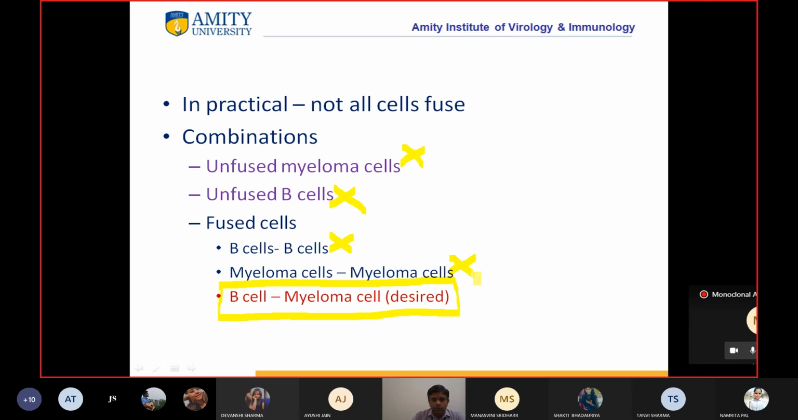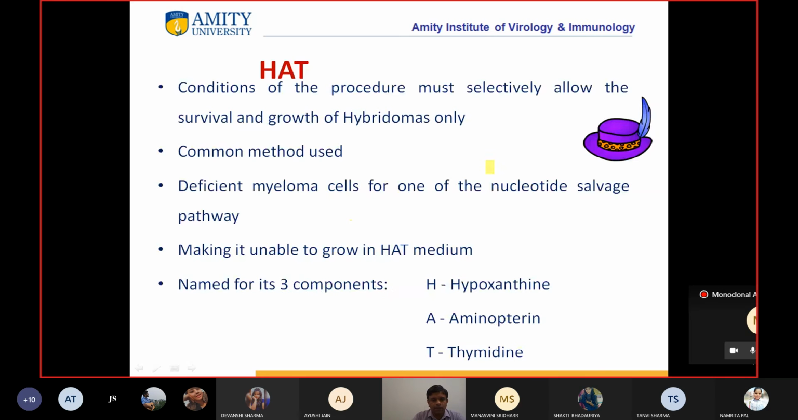So now there was a need for a specific medium which only allows growth of the hybridoma cells. And for this, a HAT medium was designed. HAT stands for hypoxanthine, aminopterin, and thymidine. And you will understand why hypoxanthine, why thymidine, and why aminopterin was added in this medium.